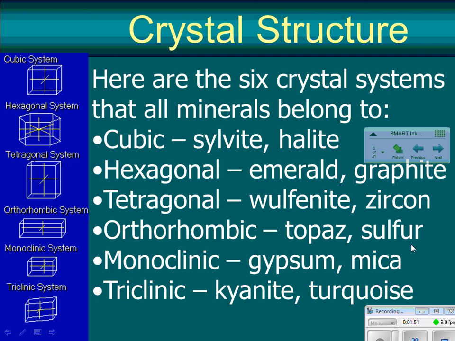Tetragonal. Tetra means 4, so it's like 4-sided. Wolfenite or zircon. I'm not going to show you any of those in the lab. Orthorhombic. Kind of looks like a rectangle, like topaz or sulfur. You'll see sulfur in the lab. Monoclinic, mono meaning 1, so it's got 1 plane that it's equal with, like gypsum and mica. You'll see mica. And triclinic, like kyanite or turquoise. Kyanite, if you think about the name cyan, like the color blue, that's where that name comes from.